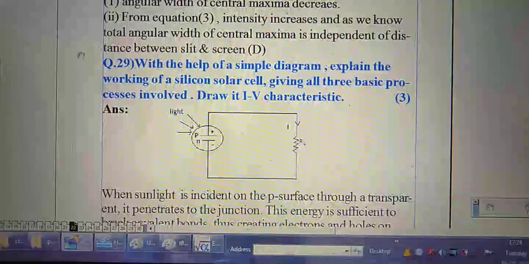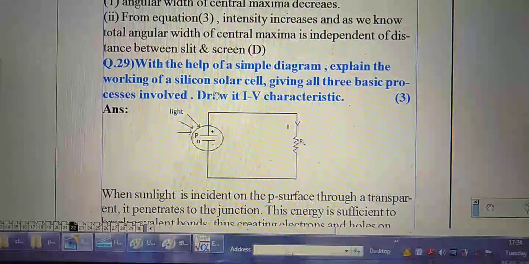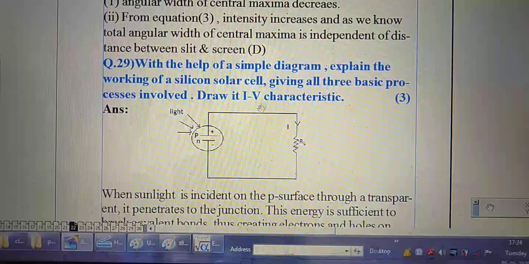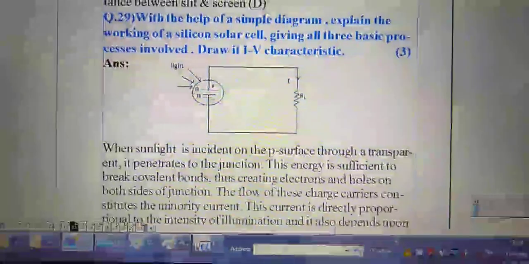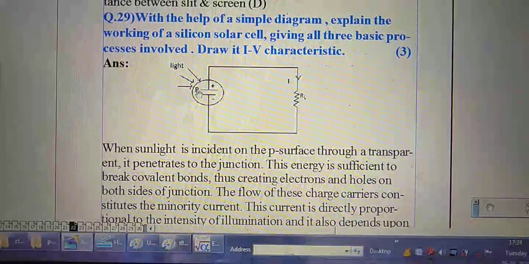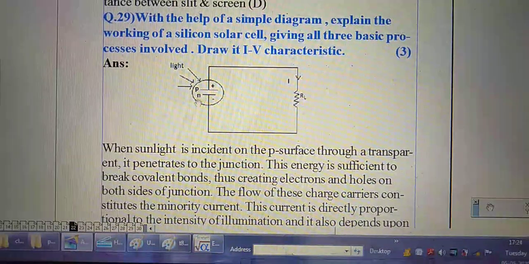Next question. With the help of a simple diagram, explain the working of a silicon solar cell. Give all 3 basic processes involved. Draw its IV characteristics, that is current-voltage characteristics. So this is the simple diagram, a PN junction diode, and here light is incident.